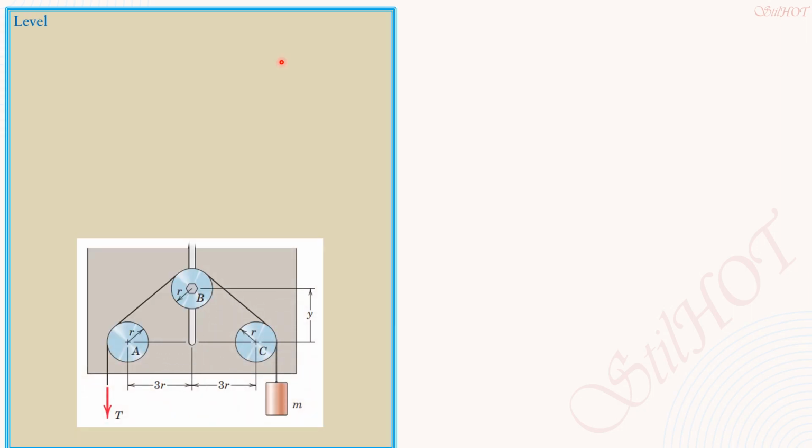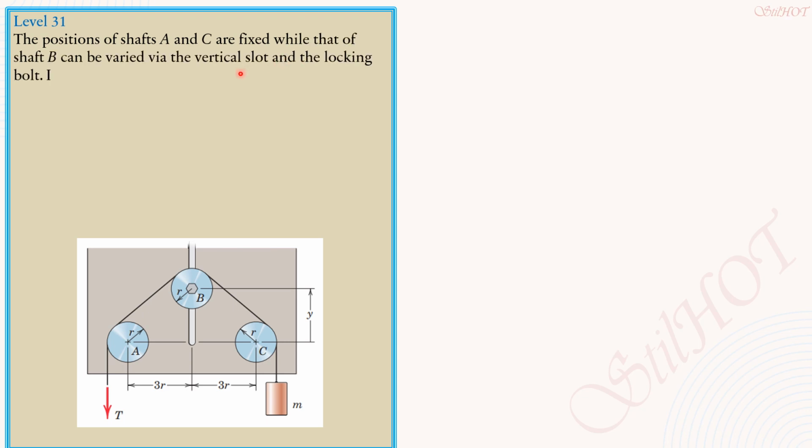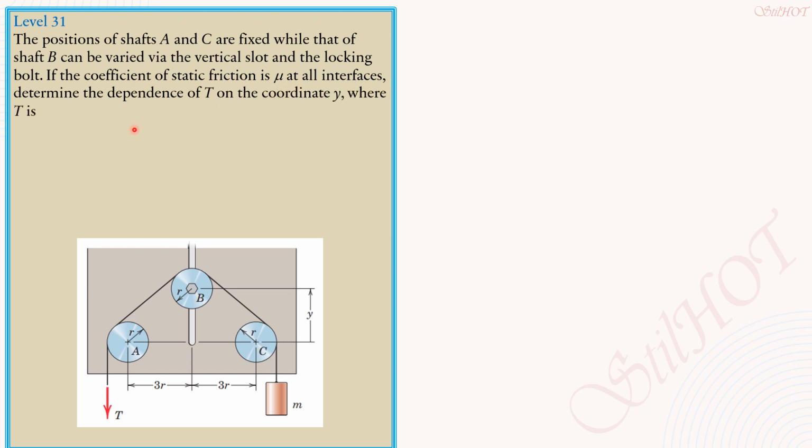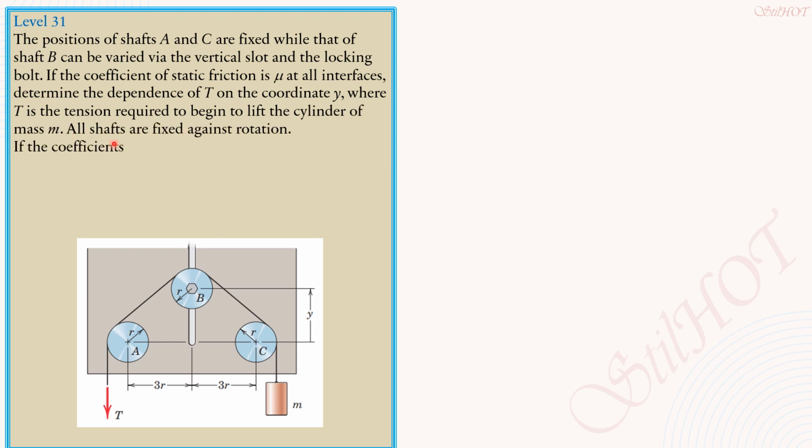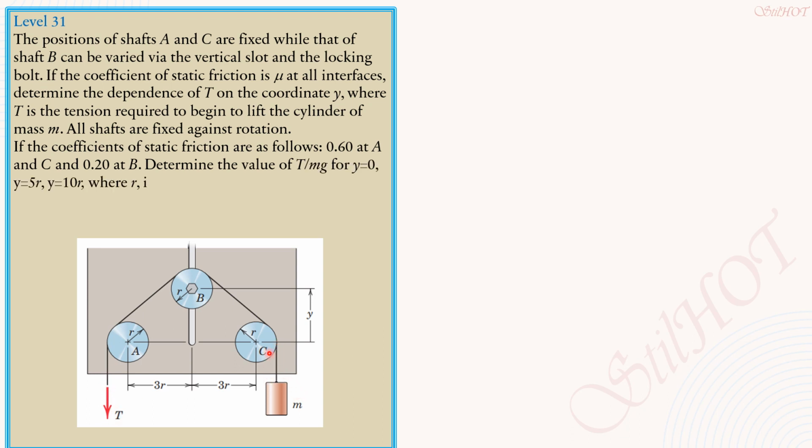Level 31. The positions of shafts A and C are fixed while that of shaft B can be varied via a vertical slot and the locking bolt, which is this. If the coefficient of static friction is mu at all interfaces, determine the dependence of T on the coordinate y, where T is the tension required to begin lifting the cylinder of mass m. So this is the tight tension T, and the slack tension would be on this side, mg. All shafts are fixed against rotation.